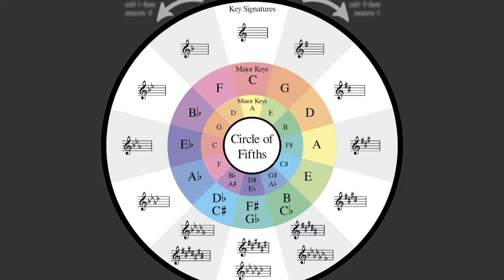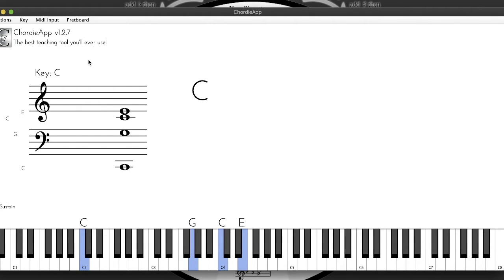Let's take the 1, 5, 6, 4, but let's use inversions. So let's start in a root position G, go to a second inversion or a first inversion D, a first inversion E minor, and a second inversion C. Now if you look up here at how the movement is, watch how smooth this is.